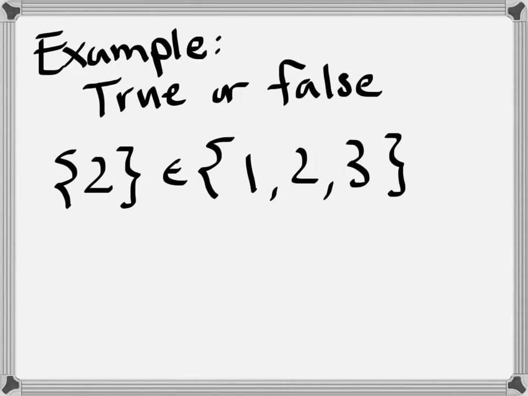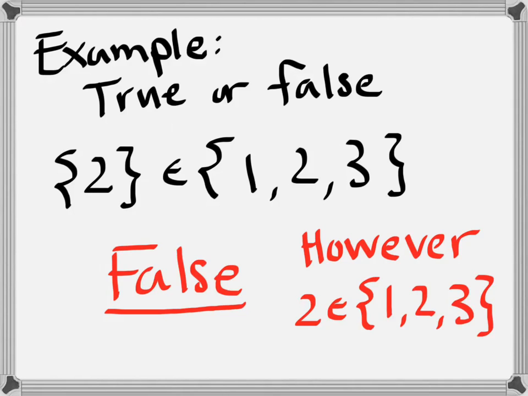I could ask you if the following is true or false. Is the set consisting of 2 an element of the set consisting of 1, 2, and 3? This is a false statement because 2 is an element of the set 1, 2, 3, but the set consisting of 2 is not.